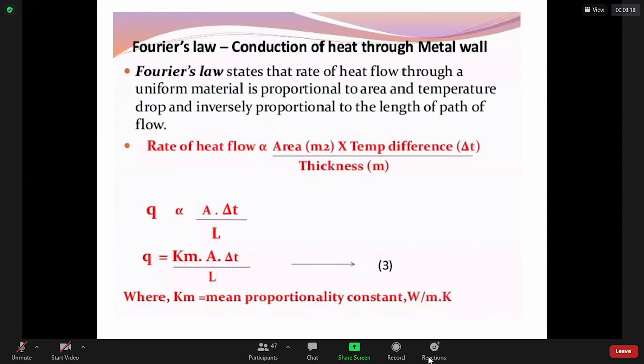So if we remove the sign of proportionality, we have then K times A times delta T divided by the length. So K is the proportionality constant, and you can clearly see its SI units: watts per meter Kelvin, where W is watts, m is in meters and K is in Kelvin.